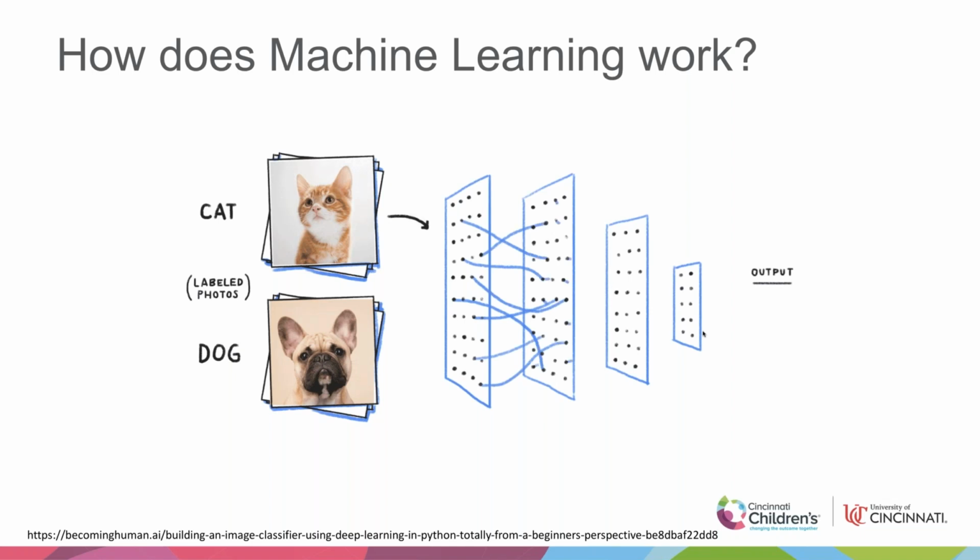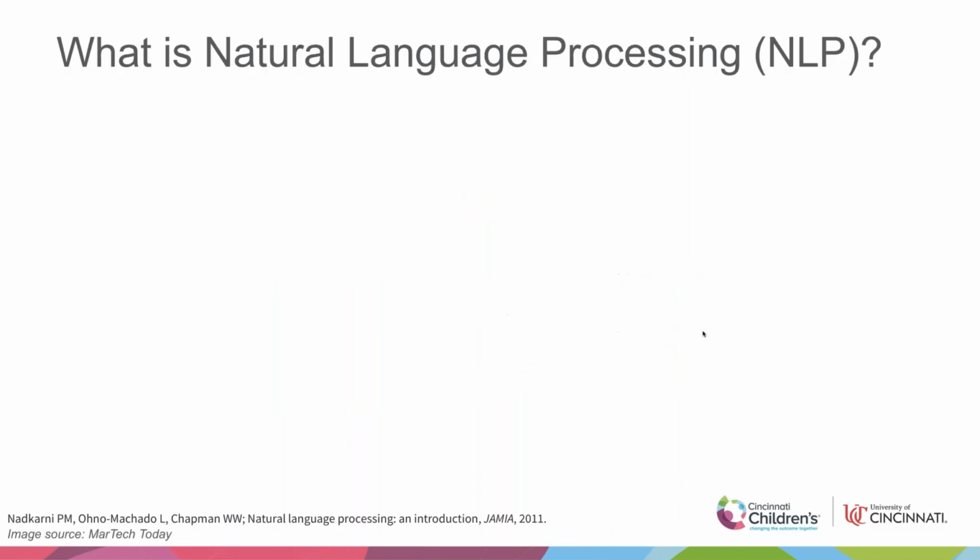So then when we show it a brand new picture of a cat that it's never seen before, it goes through all of these layers and the output is, what is it? And in this case, it's a cat. The machine is correct. Great job. We've classified it correctly, and we have used machine learning on a brand new set of data based on something we've trained it on. We're going to talk about primarily natural language processing, which is part of why I've stressed how important it is that most of the data in the EHR is in unstructured notes.